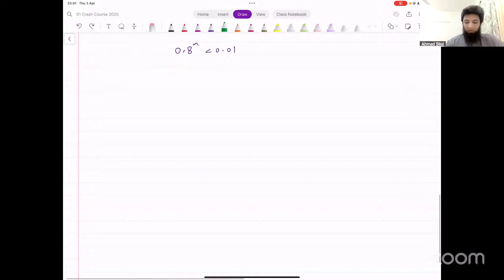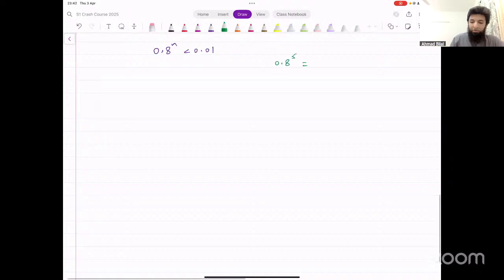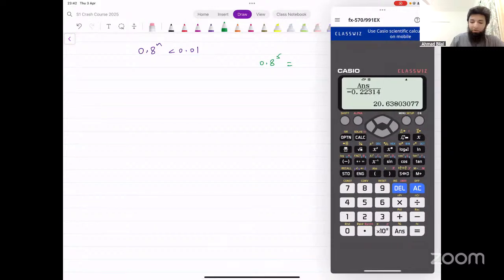Now, how would that work? Just try some numbers on your calculator since n has to be an integer, right? So try, for instance, on your calculator 0.8 raised to power 5, assuming that we don't know what the answer is. Now we already know the answer, but let's assume that we don't know the answer, okay? So what you can do is you can say, let's evaluate 0.8 raised to power 5.